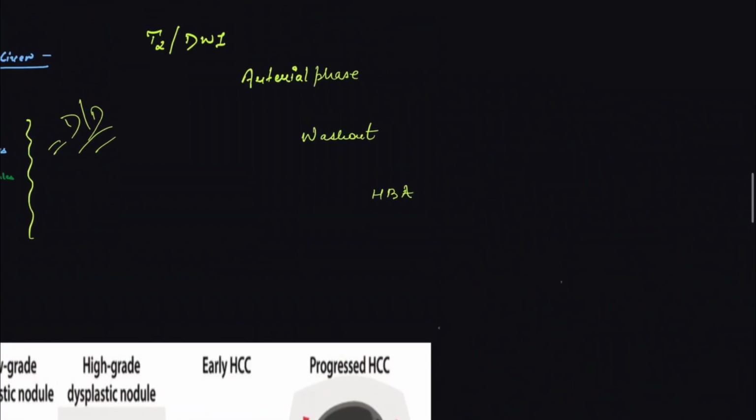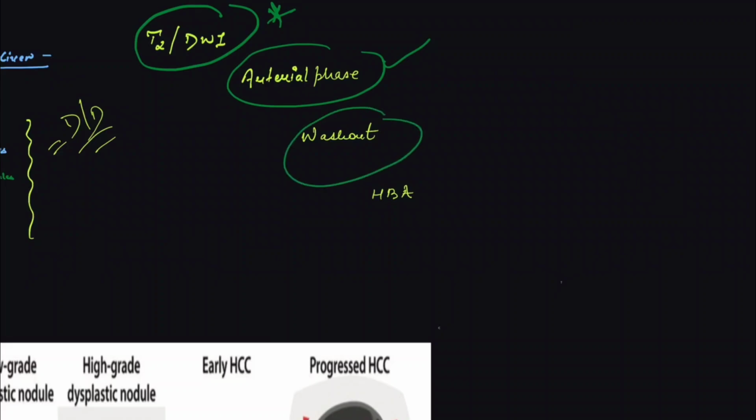There is a role of T2 and diffusion, because till the stage of high grade dysplastic nodules there is no T2 or diffusion restriction. The high grade dysplastic nodules show arterial phase hyperenhancement, but they won't show portovenous and delayed phase hypoenhancement and the capsule. This washout is very evident only from the early HCC phase, and the hepatobiliary agent helps in differentiating the regenerative cirrhotic nodules and low grade dysplastic nodules versus the high grade dysplastic nodules and early HCC.